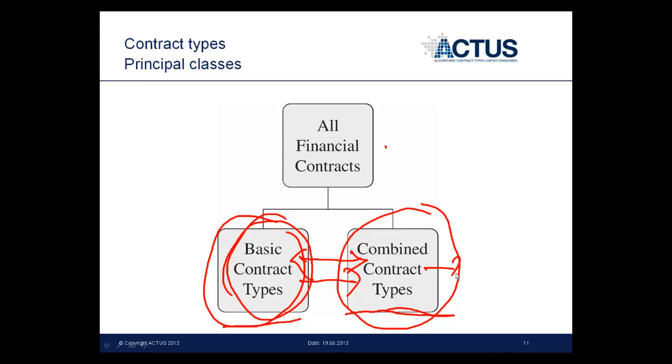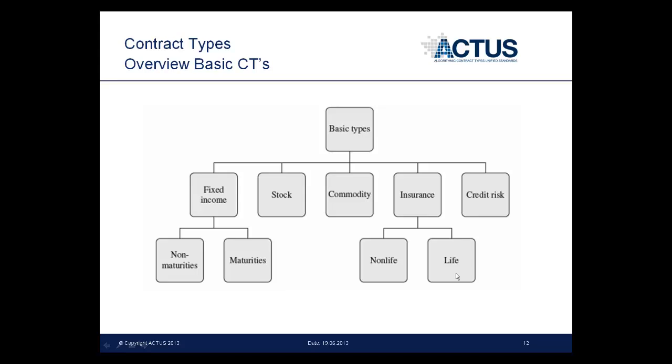Due to this fact, we model the underlying instruments of derivatives exactly the same way as we model the basic contract types, as we model a loan or a deposit or a mortgage. This is also the reason for the 100% consistency between all we do. Basic CTs roughly correspond to on-balance sheet or banking book products. Here we see the main categories of basic CTs.